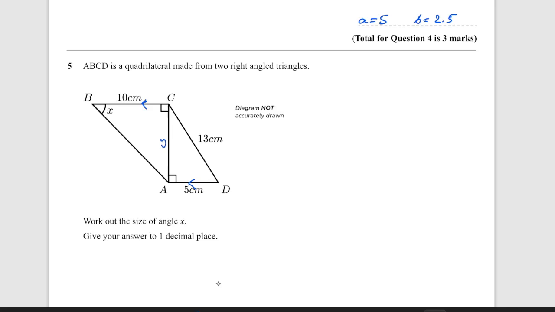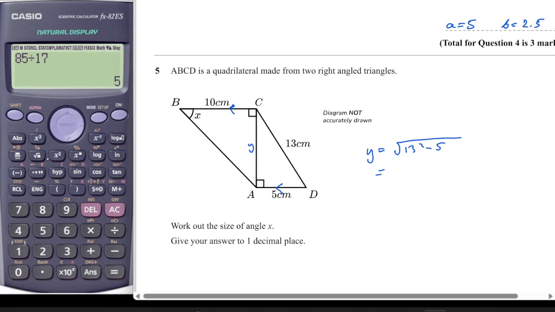So I'm going to be using Pythagoras to find the shorter side. So y squared is going to be equal to 13 squared minus 5 squared. So I'm just going to write that ready for my calculator as the square root of 13 squared minus 5 squared. And then it will simplify that. So the square root of 13 squared minus 5 squared, and that gives me 12. I should have spotted that's a Pythagorean triplet.